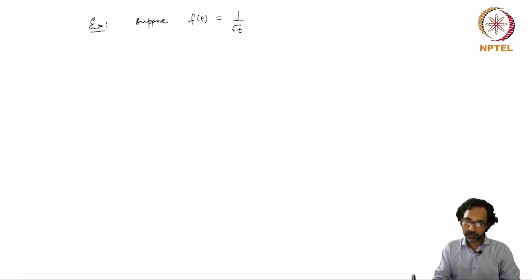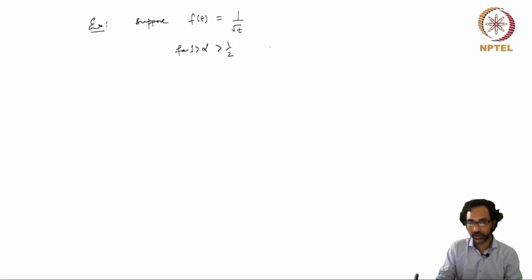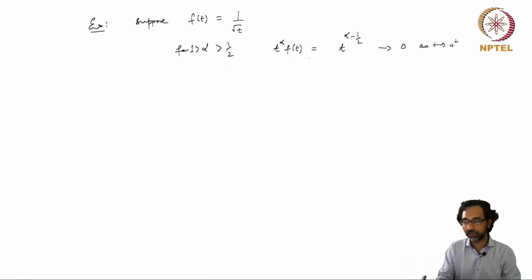Now as an application, we give an example. Suppose that f(t) is given by 1 over root t. Of course we can easily see that for alpha greater than half and less than 1, t to the power alpha f(t) is given by t to the power alpha minus half, which goes to 0 as t goes to 0 plus if alpha is greater than half, because now this is a continuous function.